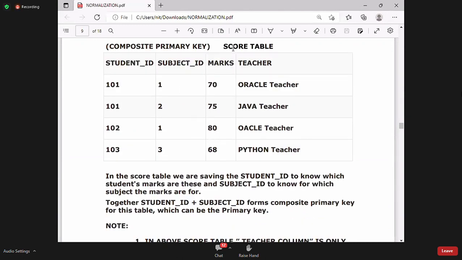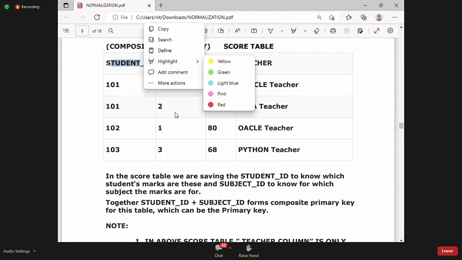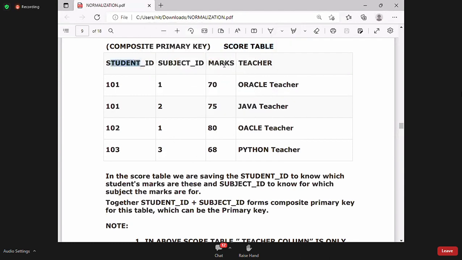Now you can see, what is my table name? Course. In the course table, I have taken student ID and subject ID. Okay, now later marks and teacher. So how many columns are there in this table in total? Four columns are there. Out of the four columns, I applied primary key on student ID and subject ID.